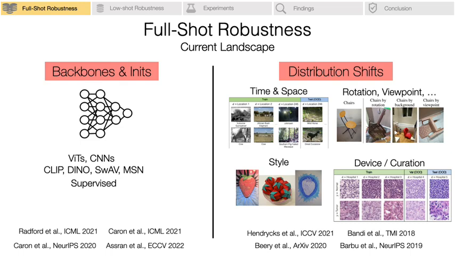Early computer vision techniques primarily evaluated on ImageNet, prompting concerns about generalization. This resulted in diverse evaluation datasets to gauge out-of-distribution robustness. Recent methods like self-supervised training and novel architectures have significantly enhanced model robustness.